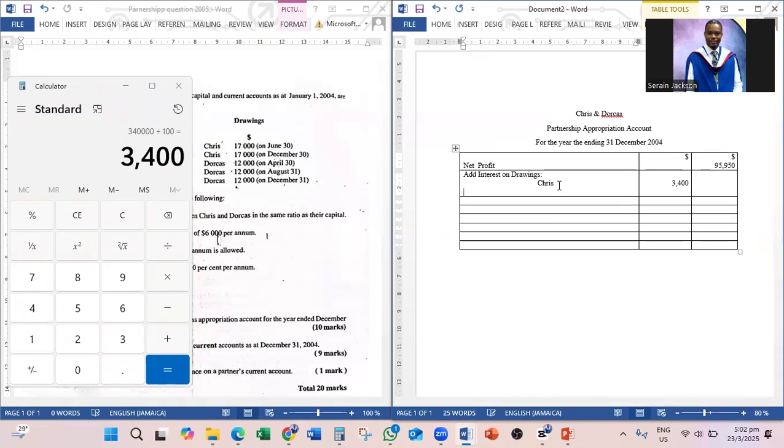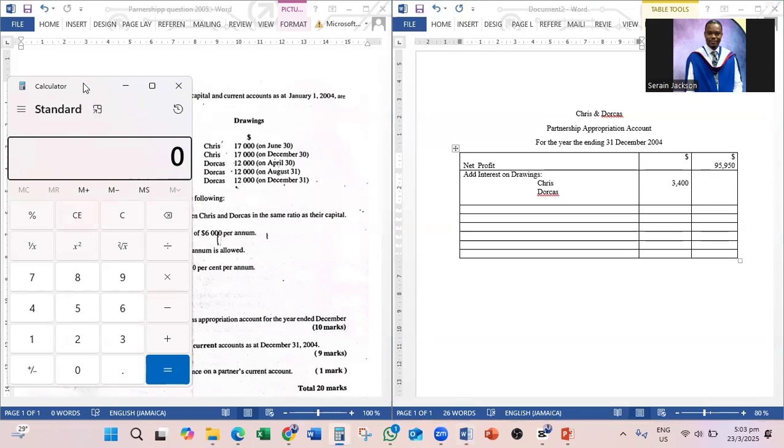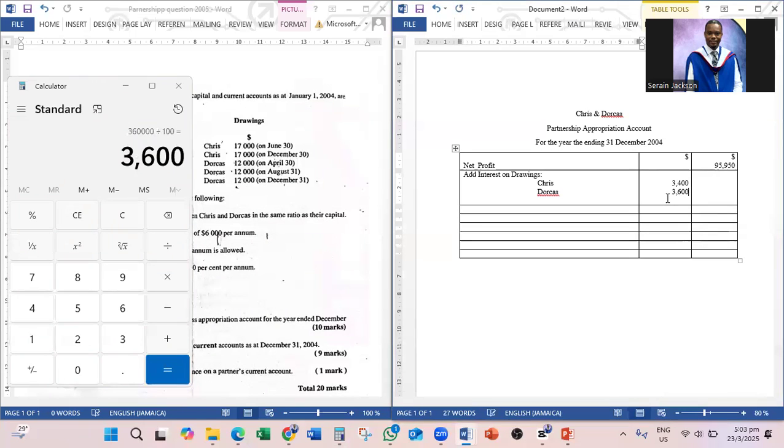But not only did Chris draw money, Dorcas also withdrew money. So let us look at how much it is for Dorcas. Dorcas made 3 withdrawals for the year, 3 $12,000 withdrawals. So let us do that now. It is 36,000 and it is 10%. So times 10 divided by 100 equals 3,600. They were kind to give you these easy figures. 3,600.